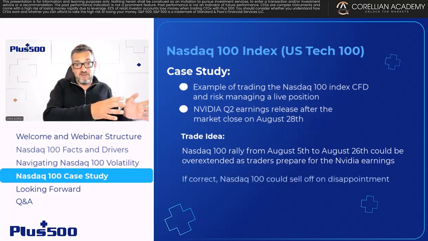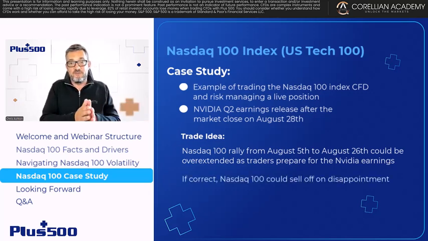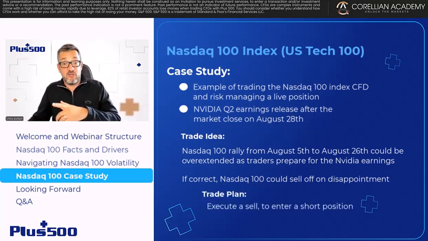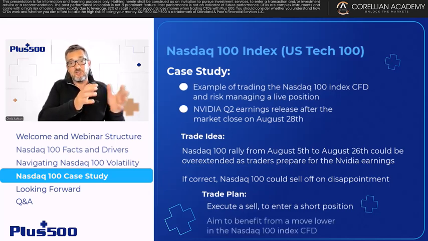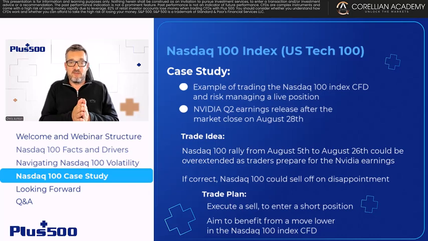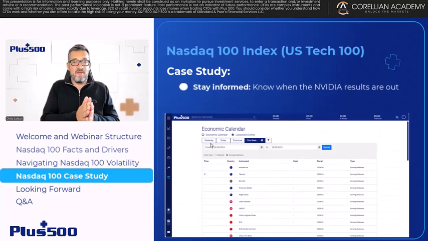If I'm correct in this assumption, there should be some sort of sell-off in the Nasdaq 100 if traders are disappointed in any way with the results that NVIDIA puts out, and there could be a rush to sell out of those long positions in NVIDIA, impacting sentiment and the direction of the Nasdaq 100. So I want to execute a sell, if possible, to enter a short position and potentially benefit from a move lower in the index. First, I need to stay informed.